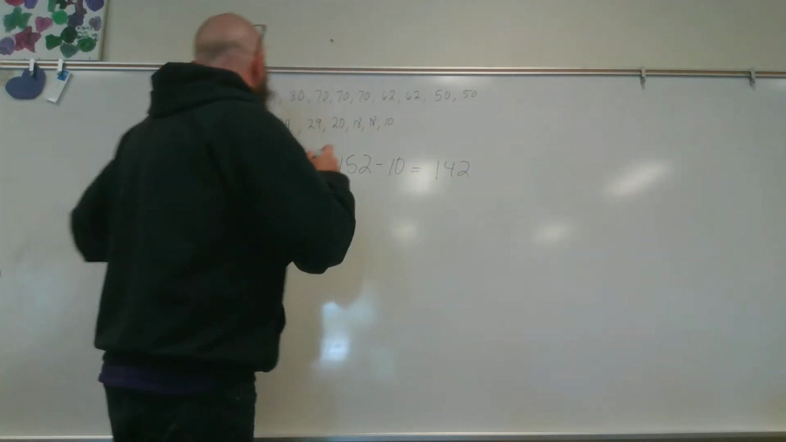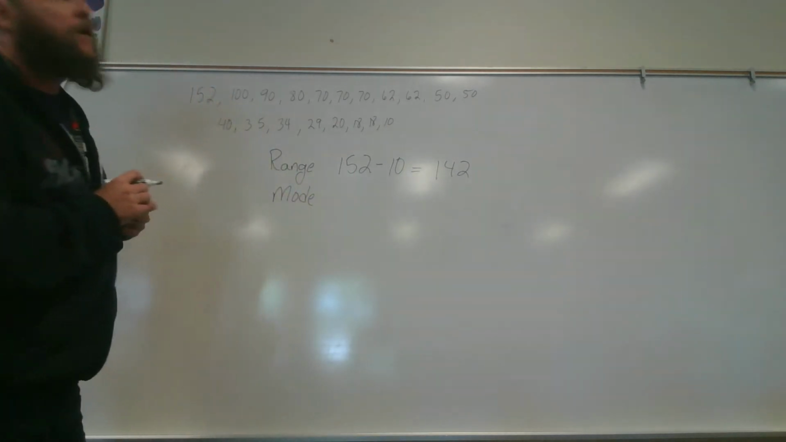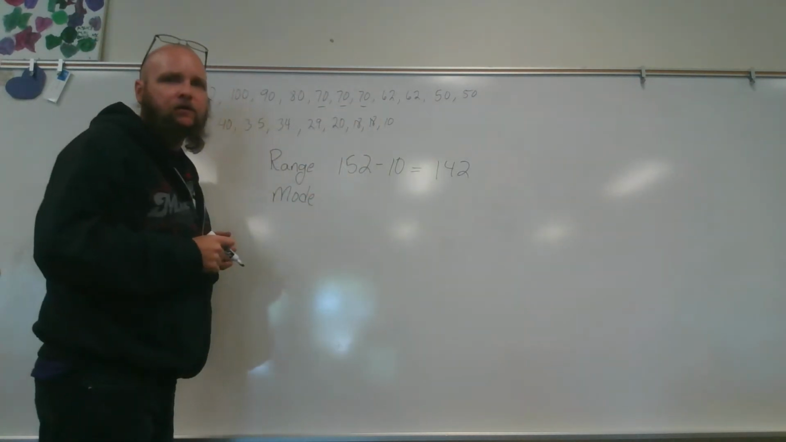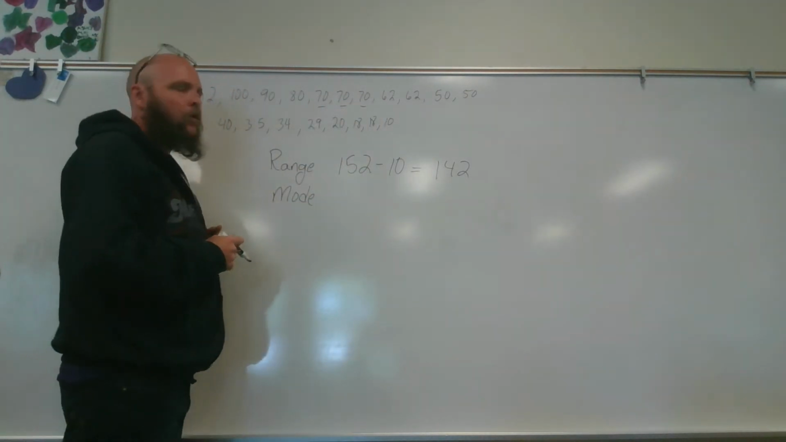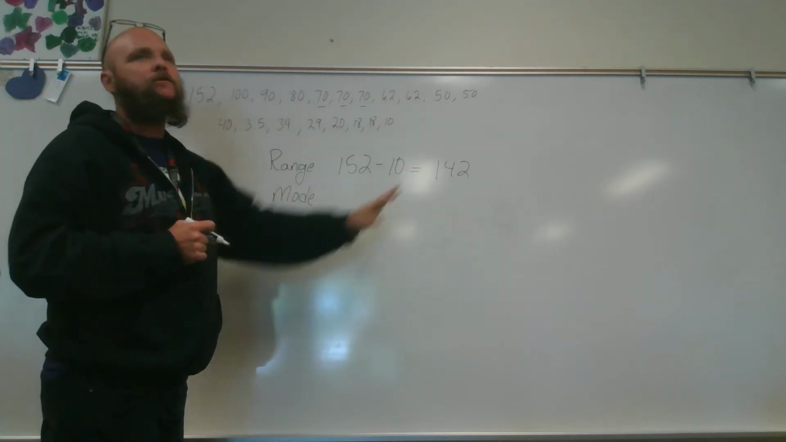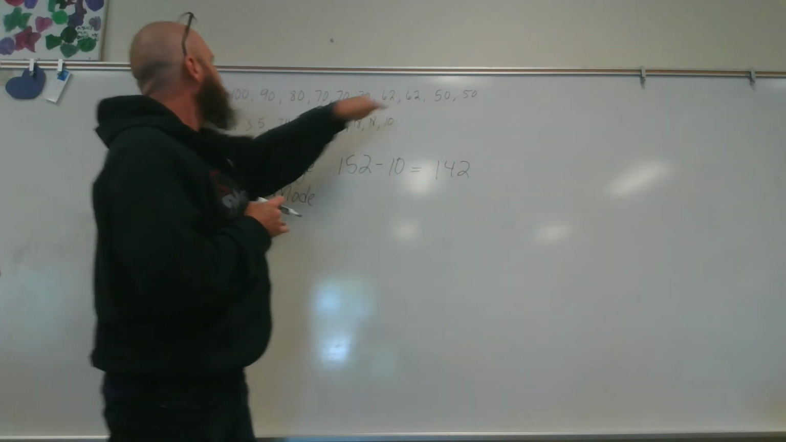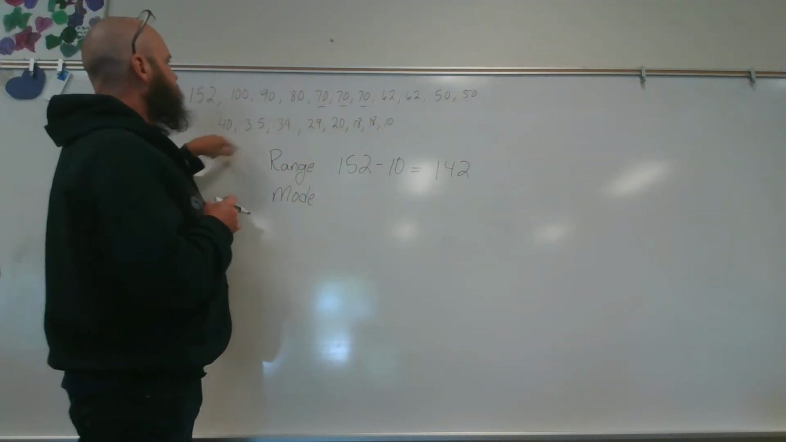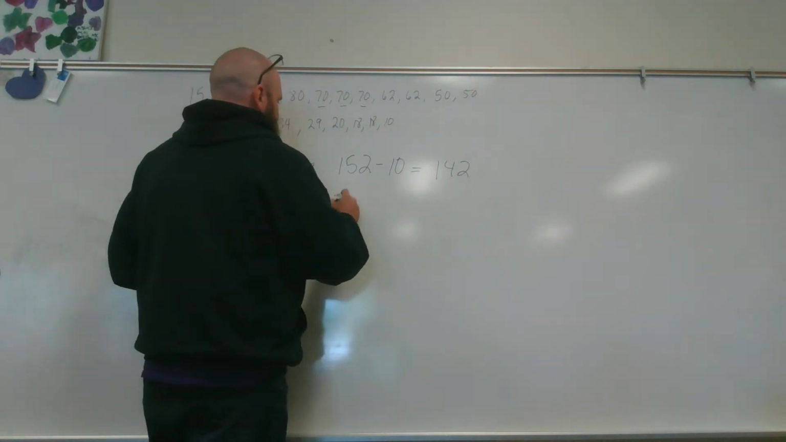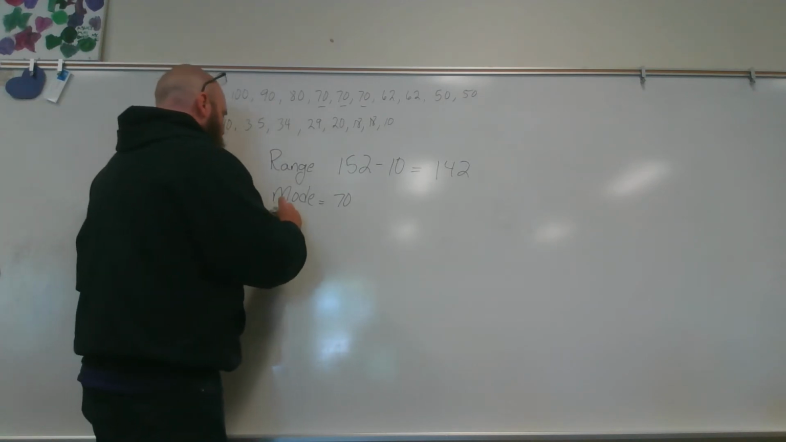Now let's do mode next. Mode's the next easiest. We find the number that appears the most is what mode is. 1, 2, 3. 70 appears 3 times. 70 appears more than any of the others. 50 only appears twice. 62 only twice. 18 twice. So the mode is 70 because it appears 3 times.